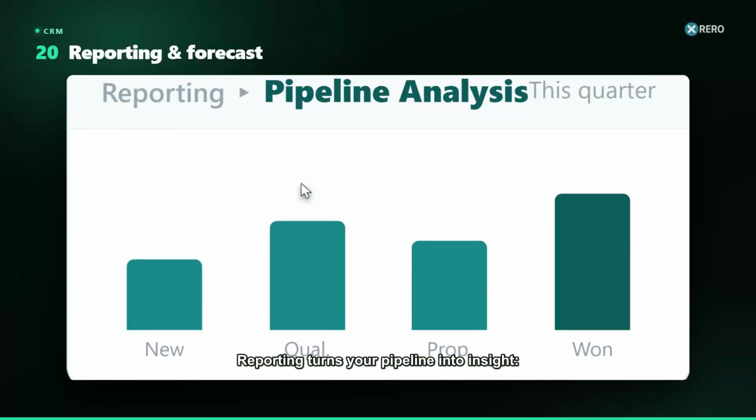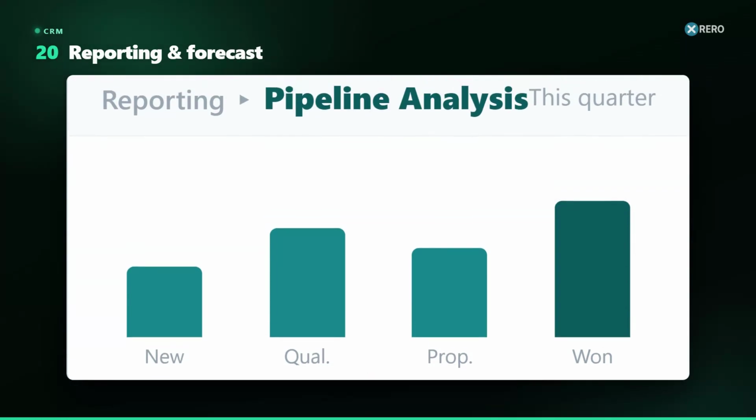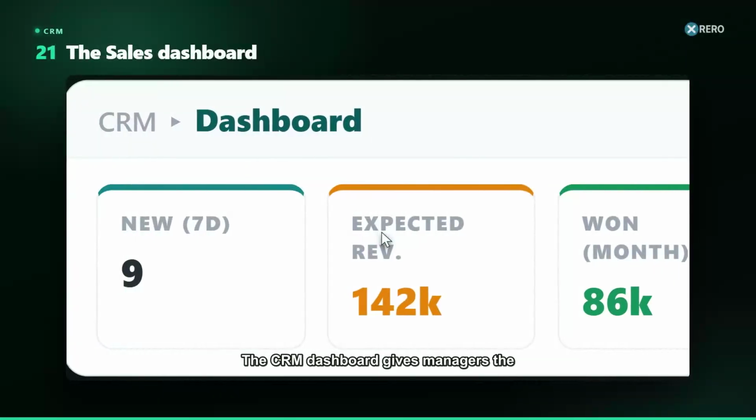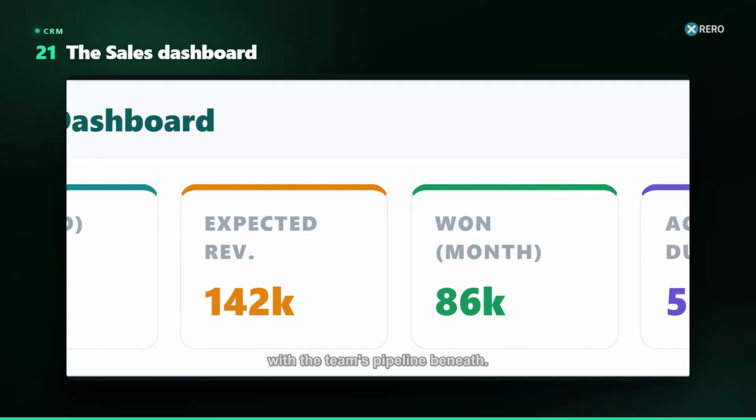Reporting turns your pipeline into insight. Pipeline analysis: where deals sit, win rates by team or salesperson, and forecast, expected revenue by month, weighted by probability. The CRM dashboard gives managers the headline numbers at a glance. New opportunities, expected revenue, won this month, and activities due, with the team's pipeline beneath.